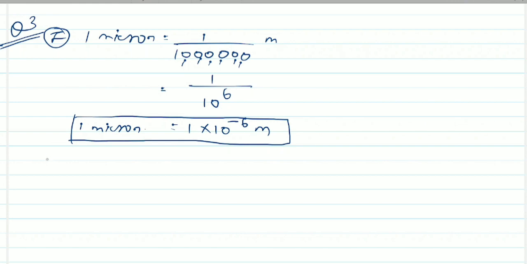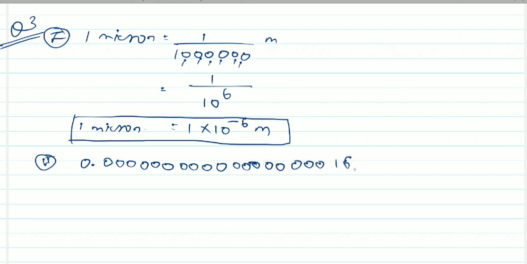Similarly, we will solve few more questions. Let's solve the second question. It's charge of an electron is 0. How many zeros are there? 3, 3, 6, 9, 12, 15, 18 zeros. My God. 1, 2, 3, 4, 5, 6, 7, 8, 9, 10, 11, 12, 13, 14, 15, 16, 17, 18 zeros. My God. 16. This is charge of an electron.